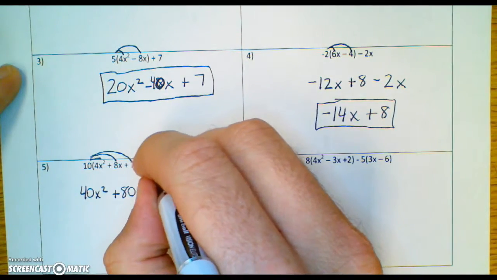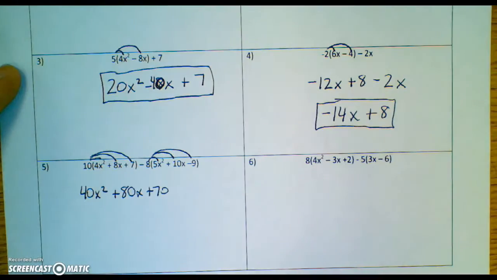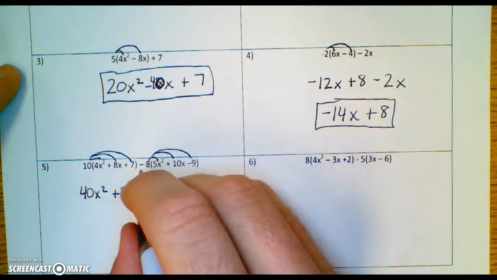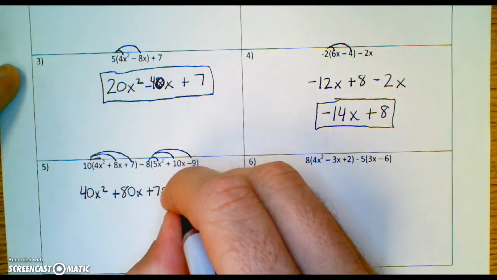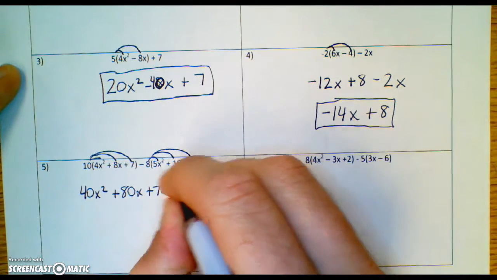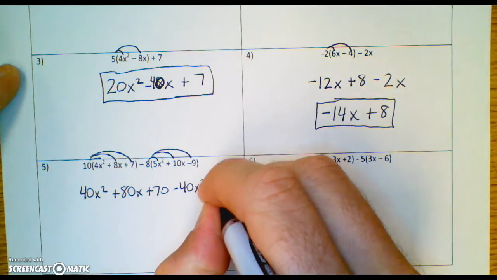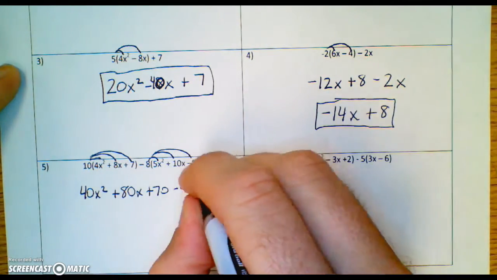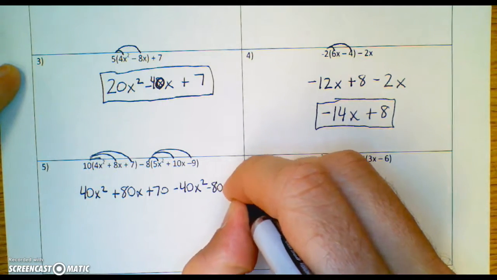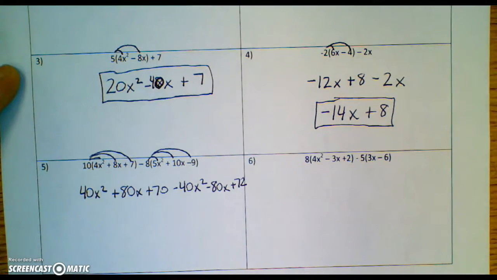Here I'm distributing negative 8 to everything inside of the parentheses. And notice it's a negative 8. So negative 8 times 5x squared is negative 40x squared. Negative 8 times 10x is negative 80x. And negative 8 times negative 9 is positive 72. So I have to add 72.